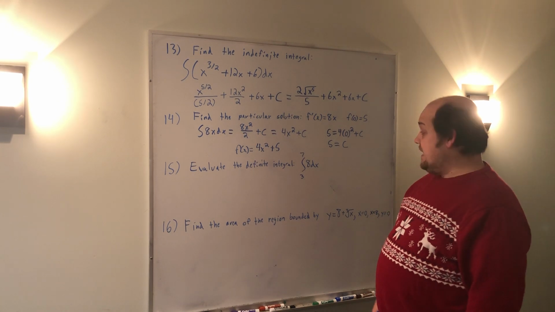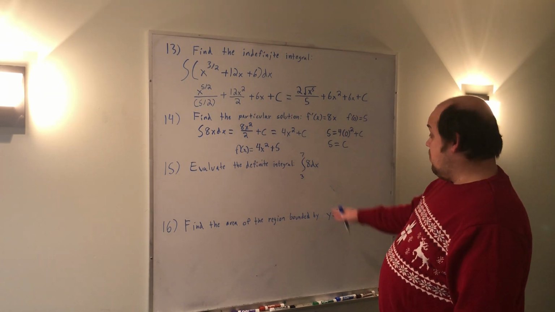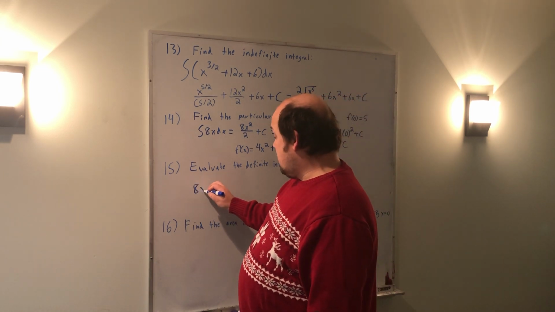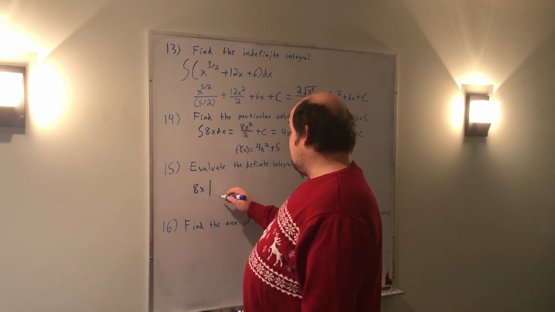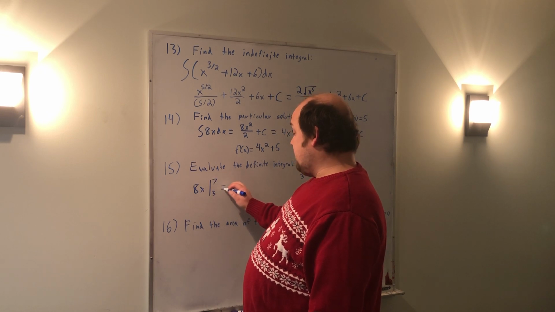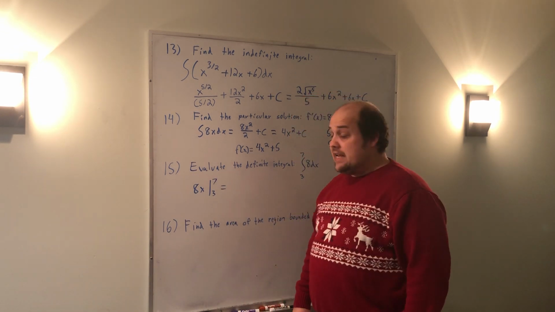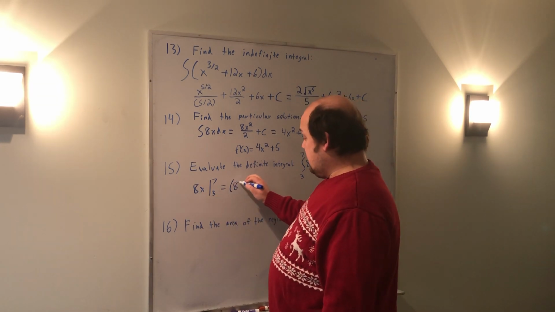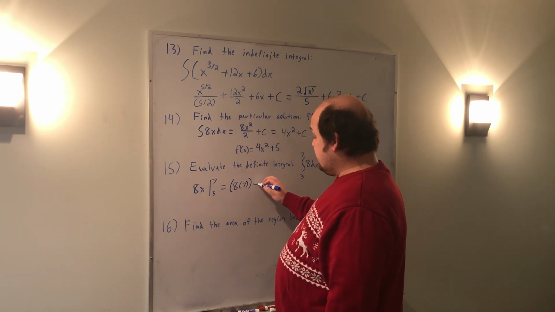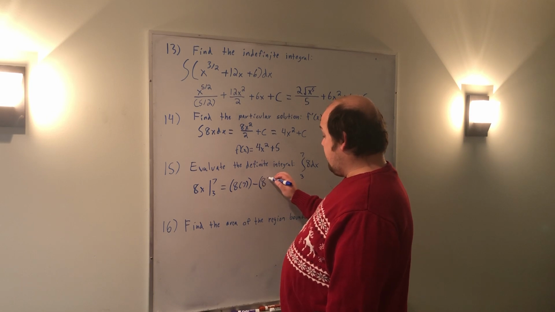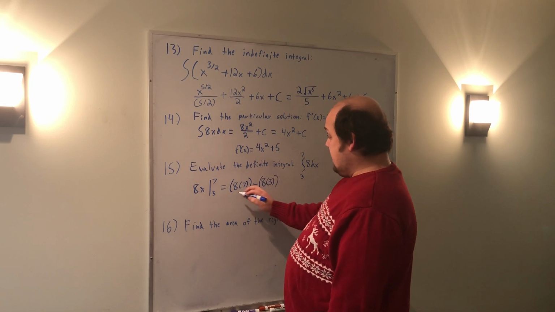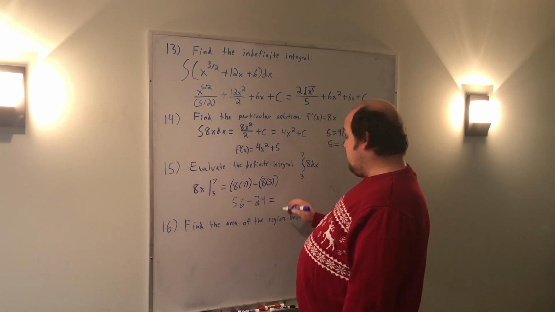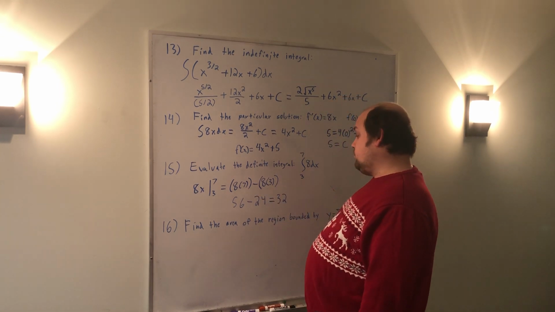For number 15, it asked me to evaluate a definite integral. When I integrate 8, it's going to become 8x, and then that definite integral means I need to evaluate it from 3 to 7. Instead of having a plus c, what it really means is I plug in the top number first, 8 times 7. Then I subtract from that, plugging in the bottom number, 8 times 3. 8 times 7 is 56, 8 times 3 is 24. When I subtract them, I get 32.